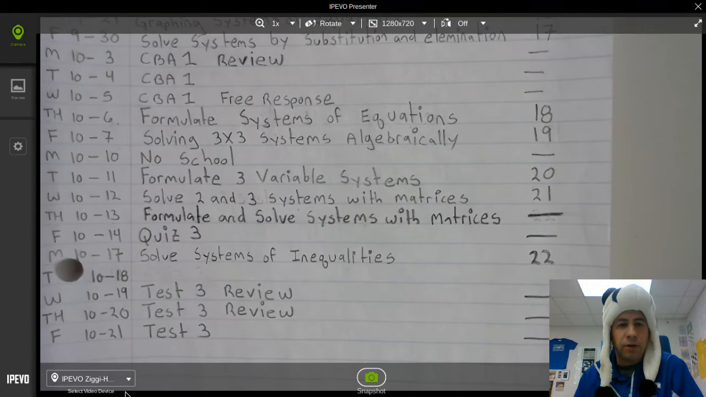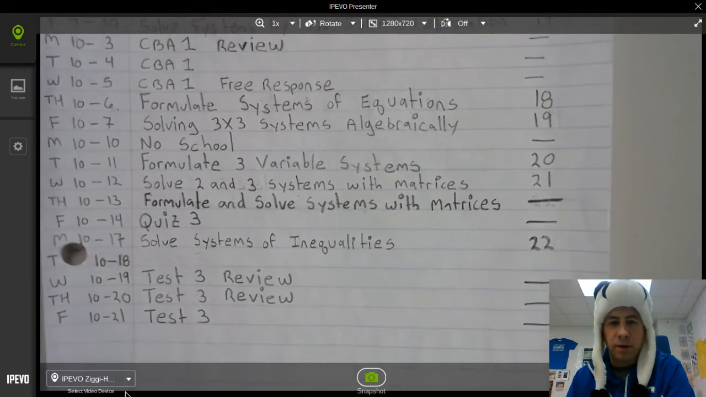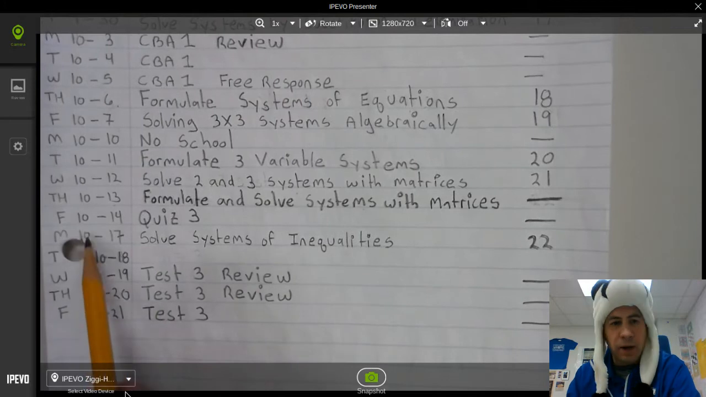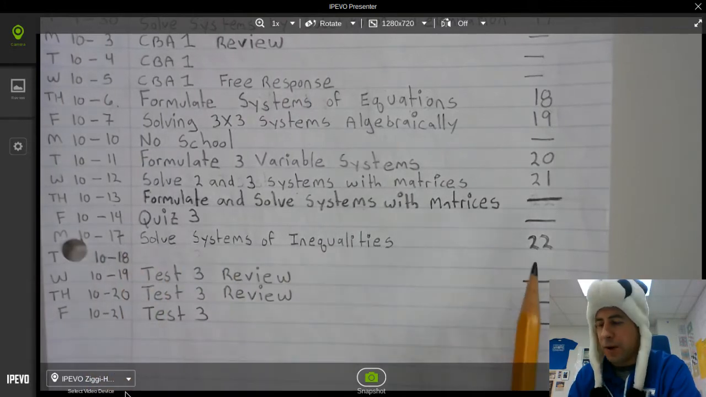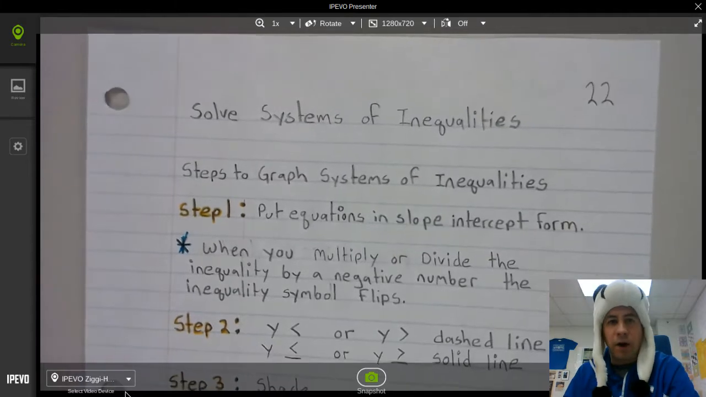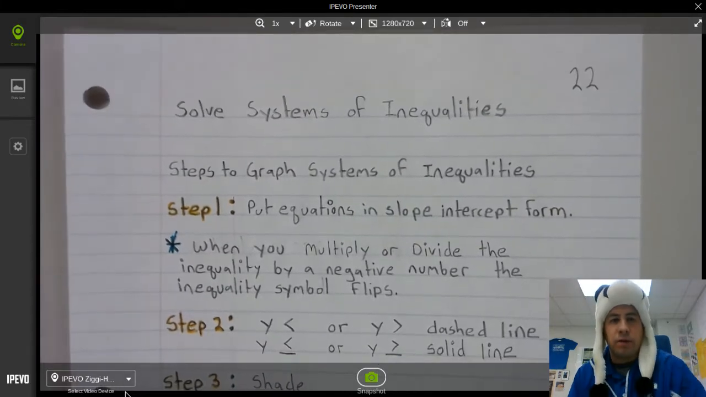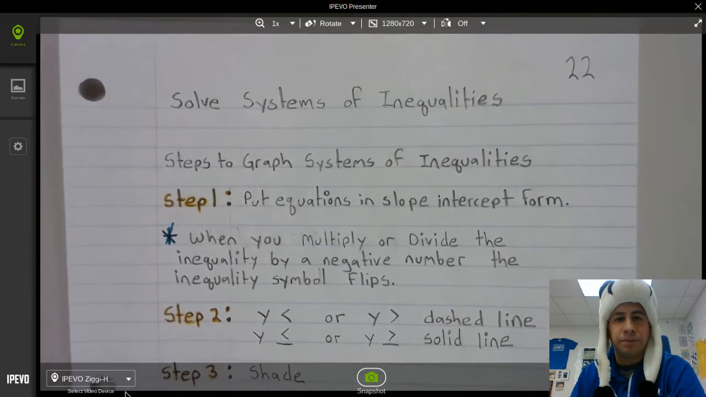All right, now that your table of contents is updated, I want you to look at that we're on Monday, October 17th, Solve Systems of Inequalities, and that's going to be on page 22. All right, so let's go to page 22. All right, so these are the steps to graph systems of inequalities.